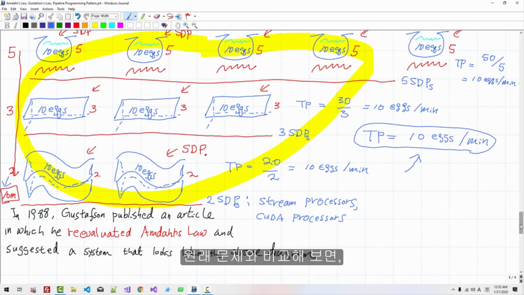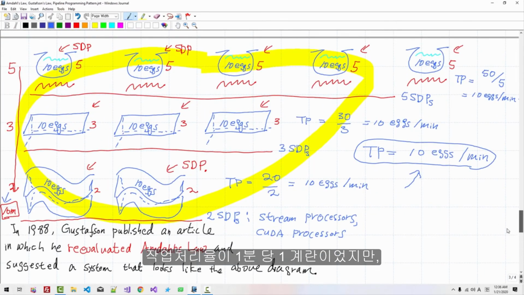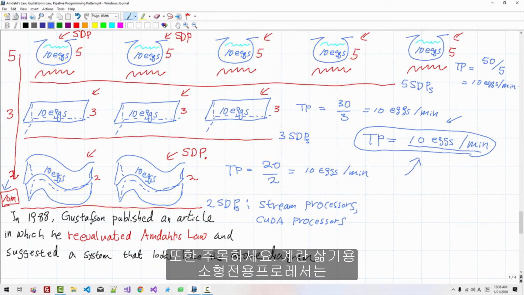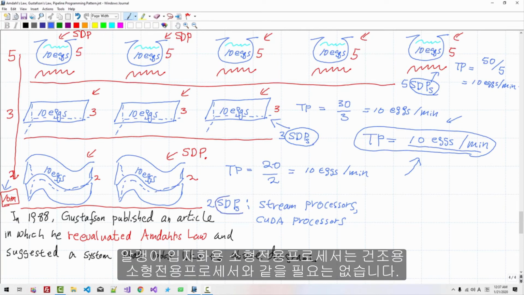If we compare with our original problem, the throughput is 1 egg per minute, but in this system, 10 eggs per minute. Huge improvement. Also note that the small dedicated processor for the boiling stage does not need to be the same as the small dedicated processor for the drying stage. Also, the granulation small dedicated processor does not need to be the same as the drying stage processors.